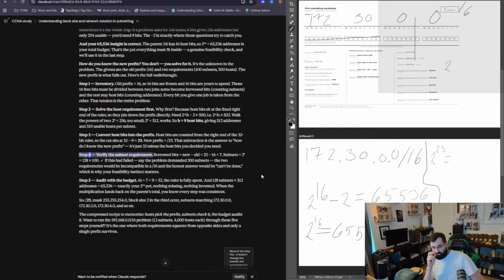Step 4, verify the subnet requirement. Borrowed bits equal new minus old equal to 23 minus 16 equal to 7. Subnets equal to 2 to the power of 7 equal to 128, greater than or equal to 100. Whoa. Okay, so we have two different formulas. This is what it was trying to tell me earlier.